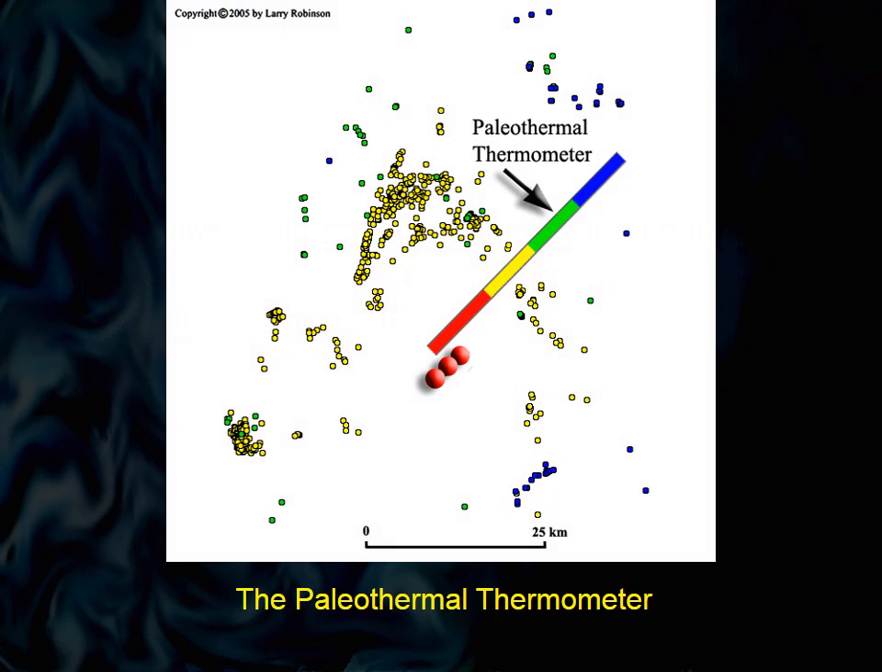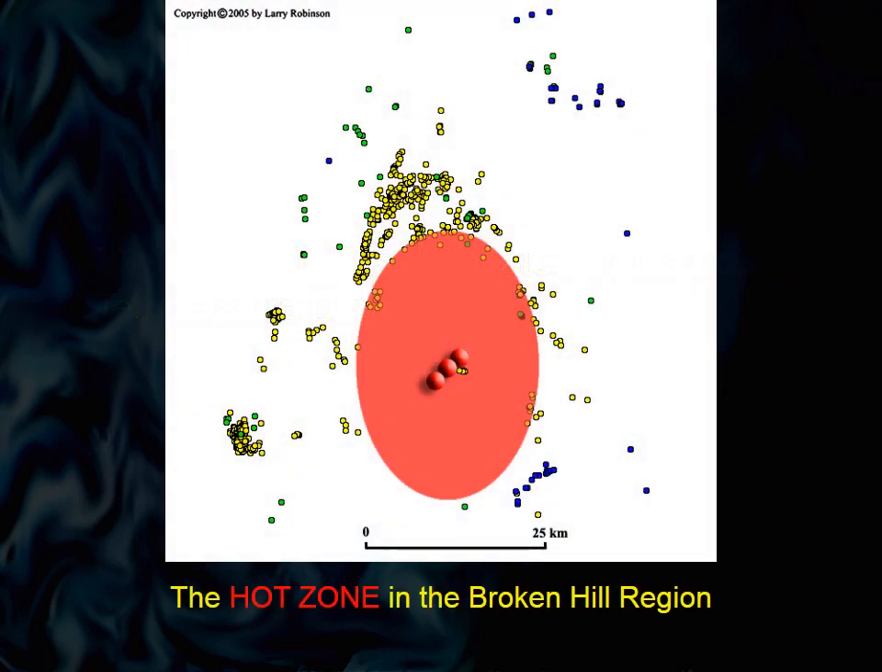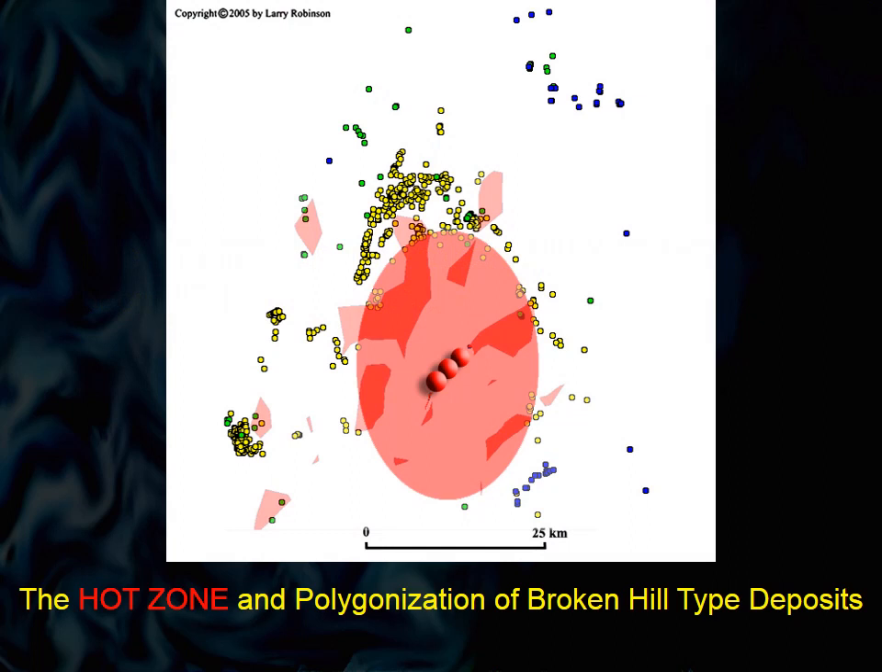The paleothermal thermometer in the Broken Hill region. The hot zone is delineated by the lower temperature deposits. The hot zone. The hot zone and polygonization of the Broken Hill type deposits.